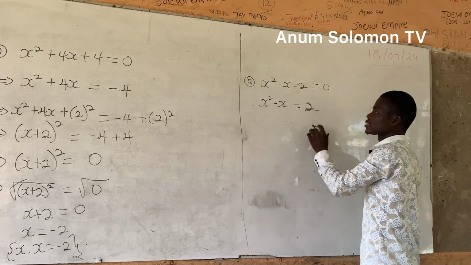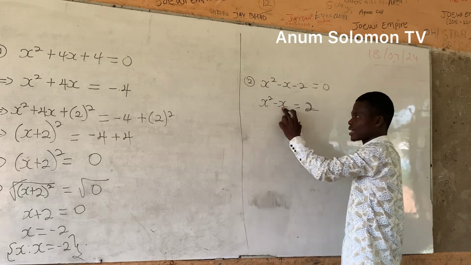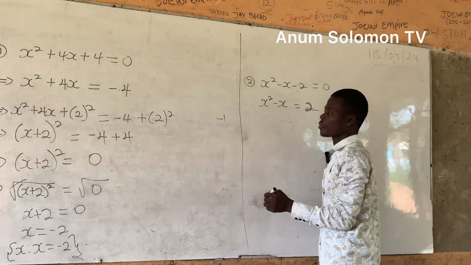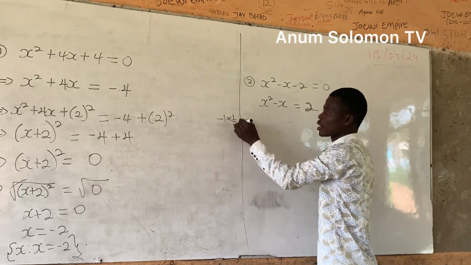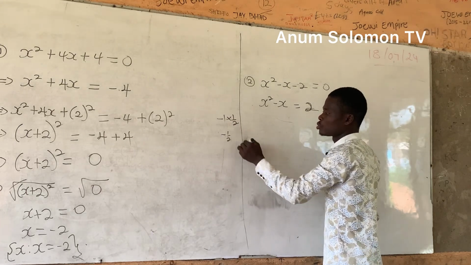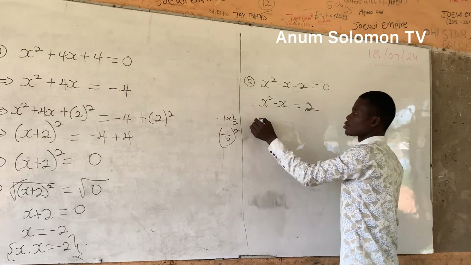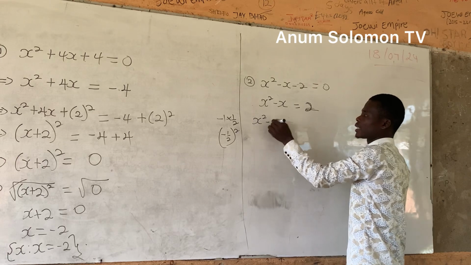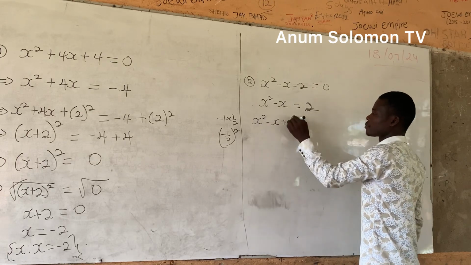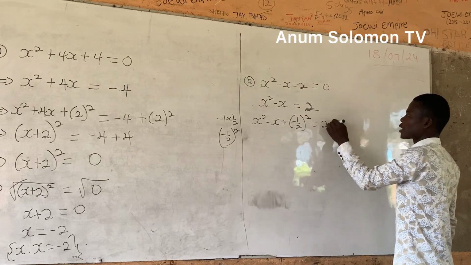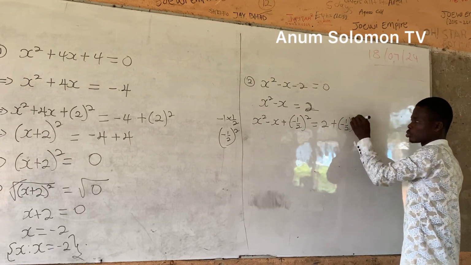After that, we have to check the coefficient of s. The coefficient of s is -1. So you have to find half of it. When we find half, we get -1/2. Then square your result and add it to both sides. You have s squared minus s plus (-1/2) all squared is equal to 2 plus (-1/2) all squared.